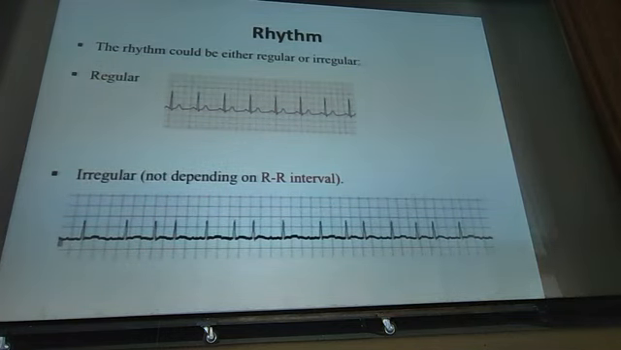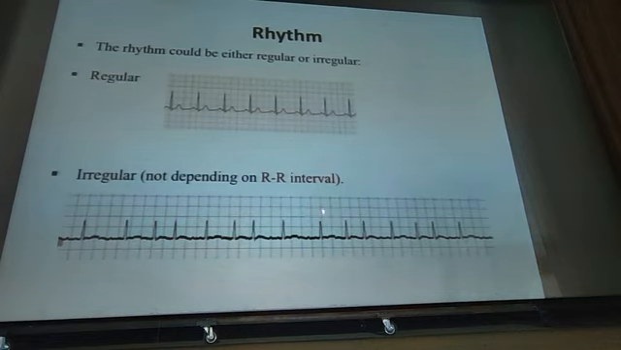300 divided by the number of large squares between two R waves. But what happens, or how can you calculate in an irregular rhythm? What is an irregular rhythm? Could you see in this ECG some R waves are very near to each other while others are very far? So this is an irregular rhythm.